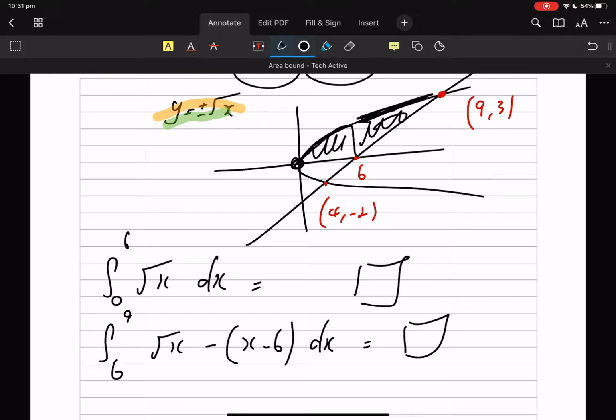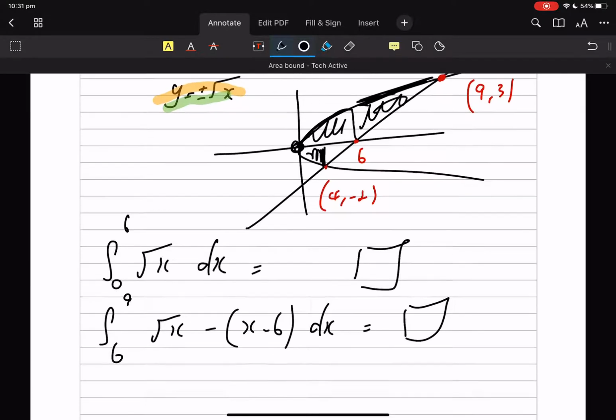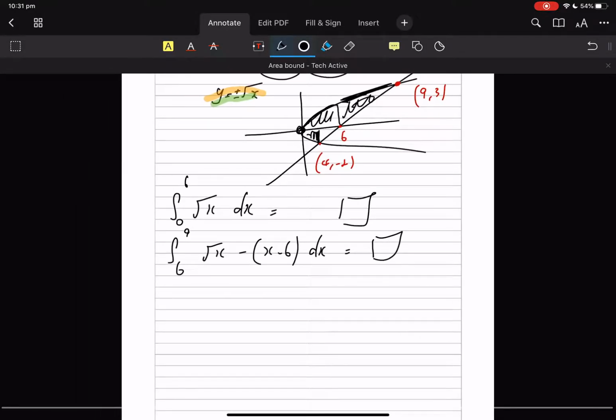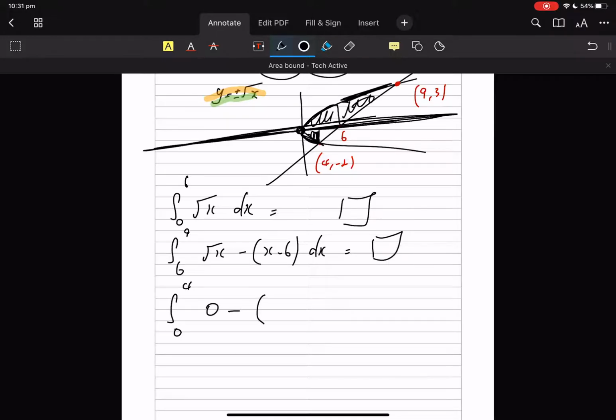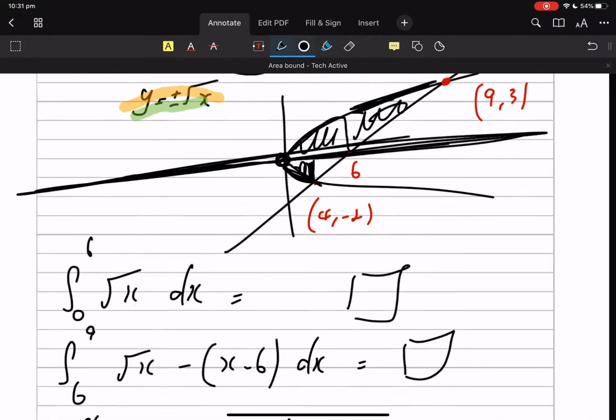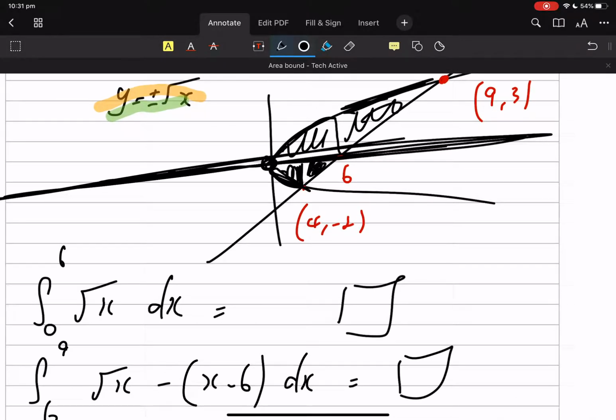Then when we go underneath, that's an interesting one. So I think I would just go area between. So that's the integral from 0 to 4. The function on top is the line y equals 0, so it's 0 minus, and the function underneath is minus root x, dx, get a number.